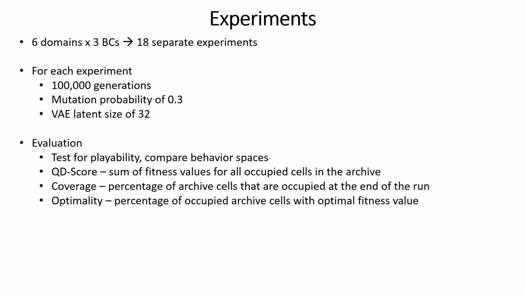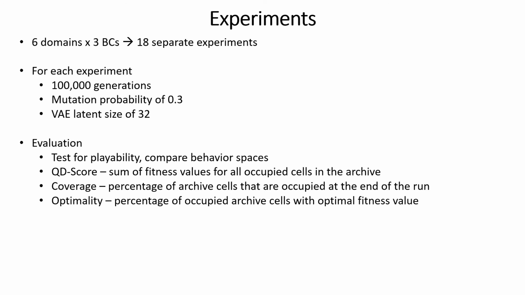Regarding evolution, the goal here was to see for each game whether MapLeads is able to discover playable levels and also to compare the behavior spaces for different games based on how MapLeads covers the archive over the course of the evolutionary run. So we looked at the QD score, coverage, and optimality percentage. QD score is a standard evaluation metric for QD algorithms, which is just the sum of the fitness values of all occupied cells in the archive.